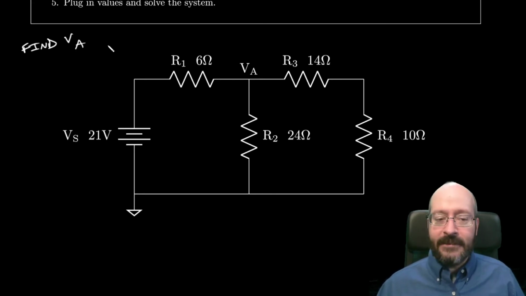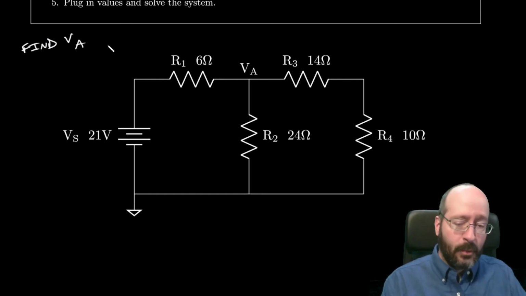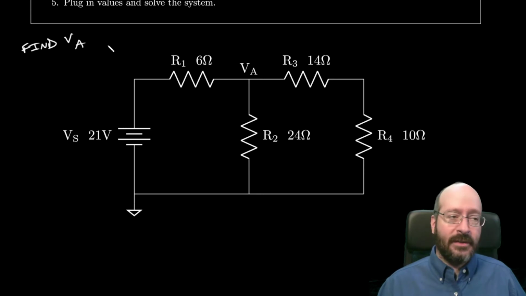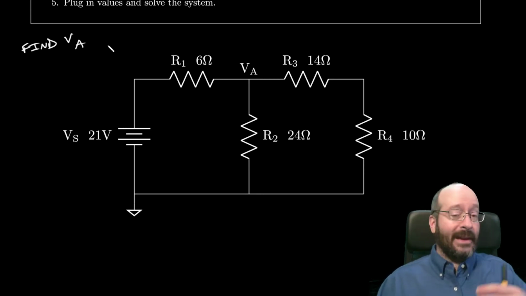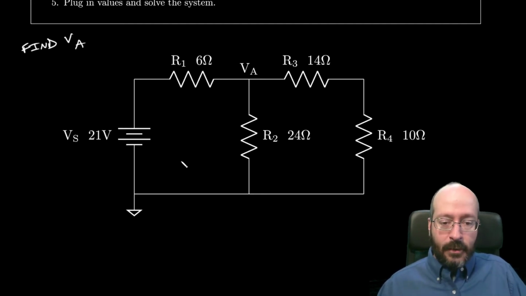And we want to go find VA, but this time we're going to use mesh analysis. All right, so step 1 says assign mesh currents. I usually in front of the classroom say, how many meshes in this circuit? And people usually get this one right. There's 2.